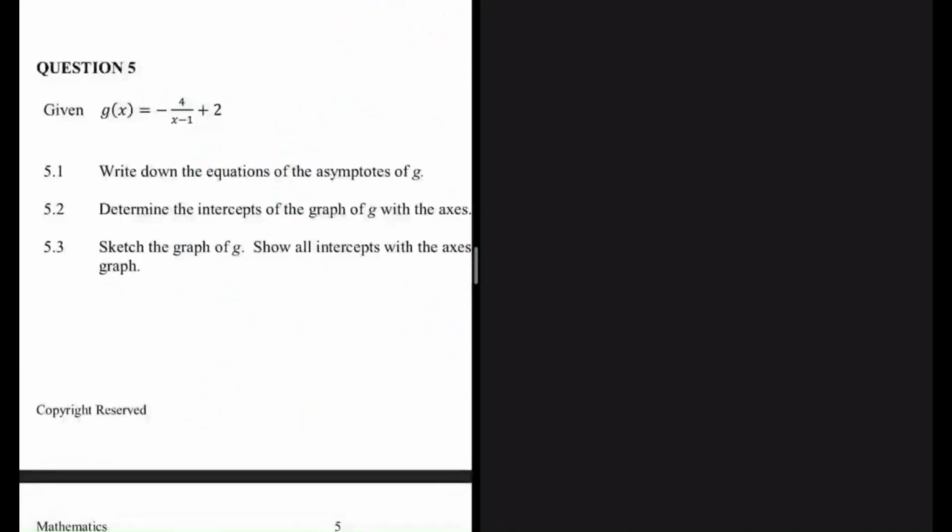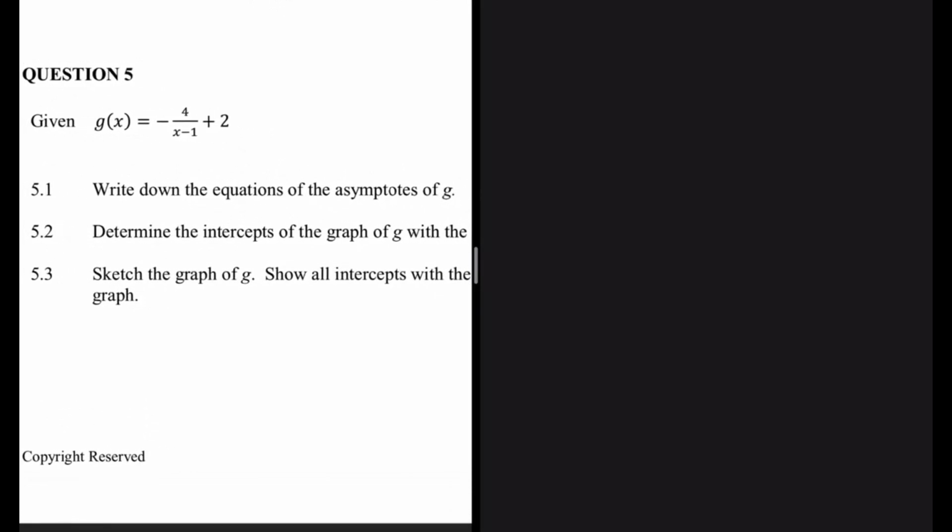20.175. So we have a hyperbola g of x given as minus 4 divided by x minus 1 plus 2. And then the first question, 5.1, is saying let's write down the equations of the asymptotes of g. So g of x is equal to minus 4 divided by x minus 1 plus 2.